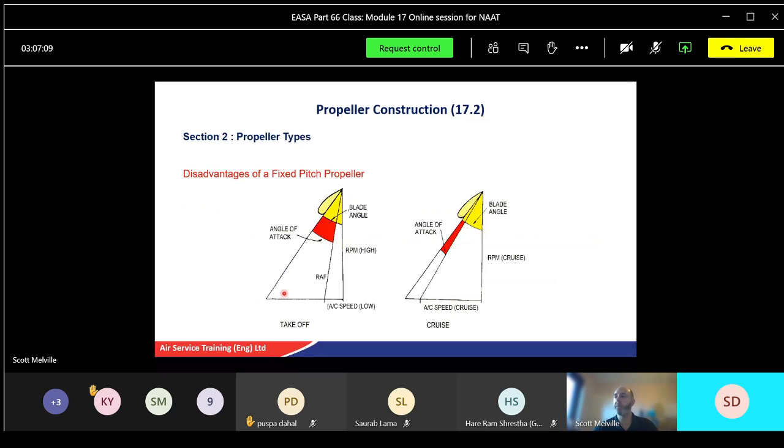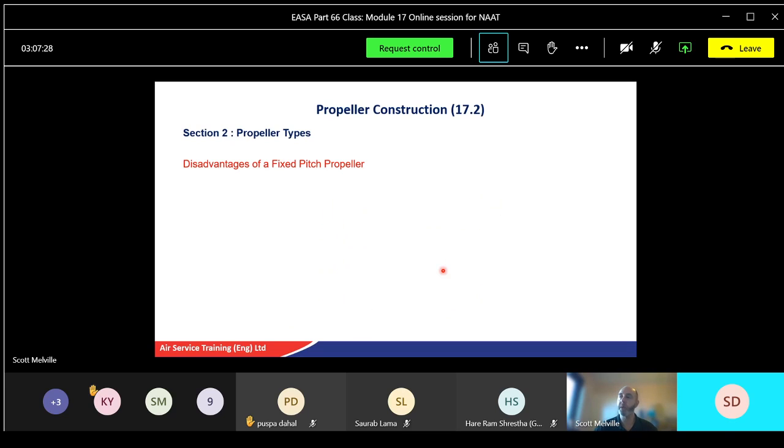So there you go. Disadvantage of propeller: aircraft speed low, large angle of attack. But once it gets to cruise, you've got the forward momentum of the aircraft, so therefore your angle of attack is less, so you've got more torque available, more power available. So until it gets to cruise, it's not really doing as efficient as it can be.